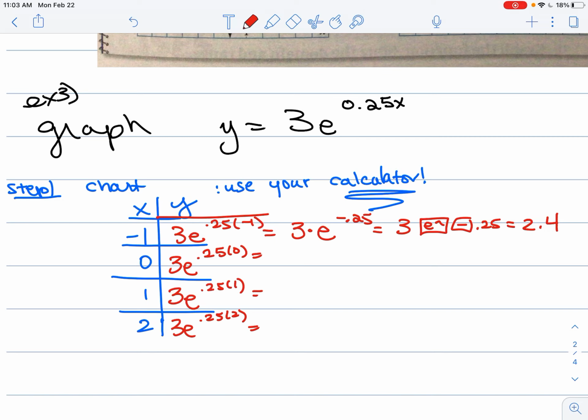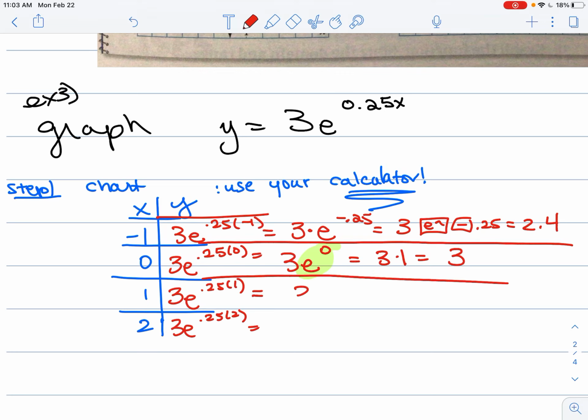If I plug this in my calculator for the next one, we get 3 times e to the 0.25 times 0, which is still 0. e to the 0, we know is just 1. So this is 3 times 1, which is 3. And that's a really important piece of information, that it's going to hit at that point, 0, 3. 3 times e to the 0.25 times 1 is just e to the 0.25, and we get 3.85. And actually, that's enough points. We don't have to do the fourth one. You can if you want to, though.